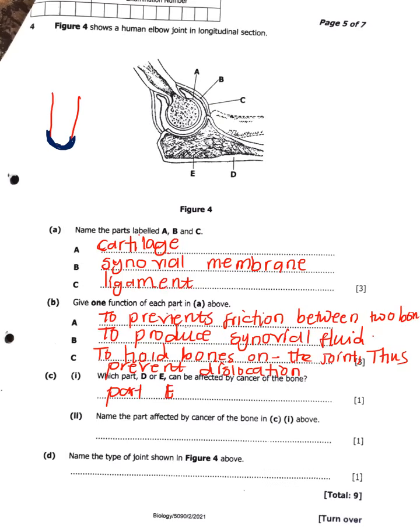Part E. Remember to name the part affected by cancer of the bone in C above. So these are spongy. Spongy bone is the region where there is over-multiplication of cells, where we are expecting to have cell division, and this cell division may result in over-multiplication, which can give us this condition of cancer cell.